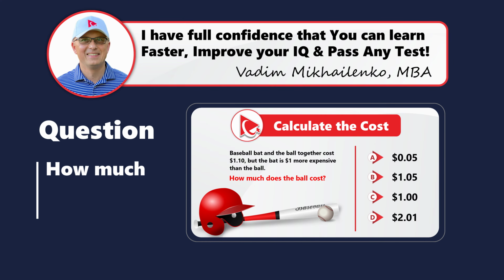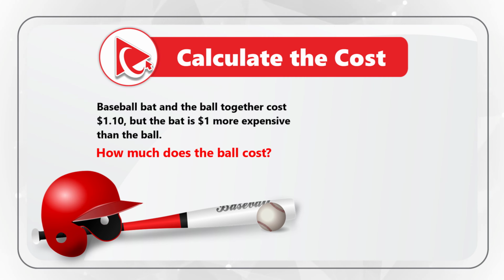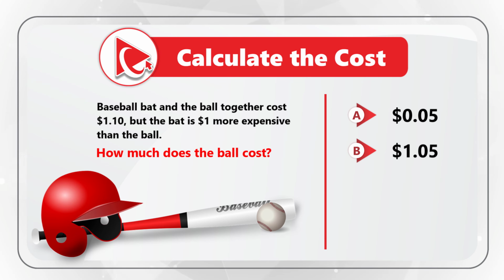This is one of my favorite questions because it tests a variety of different skills on the test. A baseball bat and a ball together cost $1.10, but the bat is $1 more expensive than the ball. How much does the ball cost? You need to select one out of 4 possible choices. Choice A, 5 cents. Choice B, $1.05. Choice C, $1. And last but not least, choice D, $2.01. Take a close look to see if you can come up with the answer.